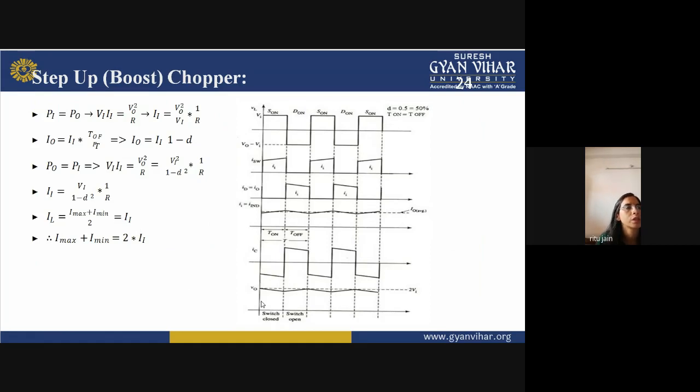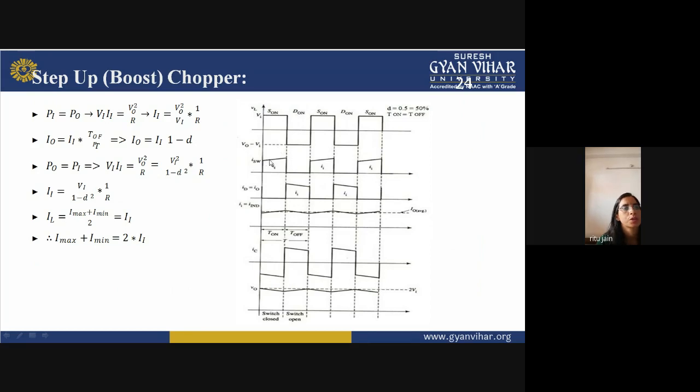Now you can see the equations here and the waveforms for your boost chopper. So input power is equal to output power, which is equal to V1 I1, which is equal to V naught square upon R. And from this waveform, you can see that for this particular time, the chopper is turned on, and for this time, your diode is turned on.